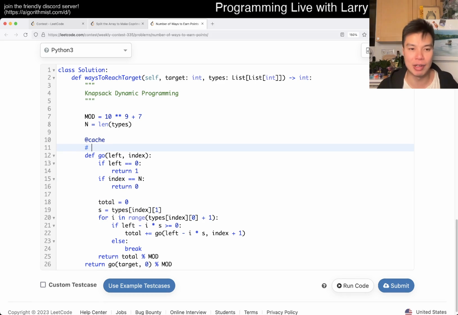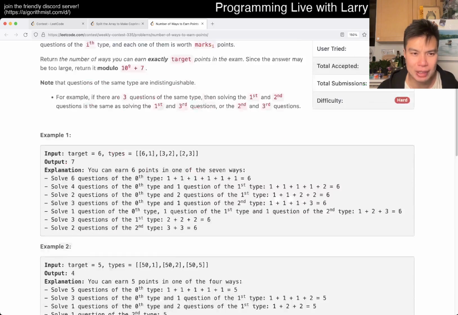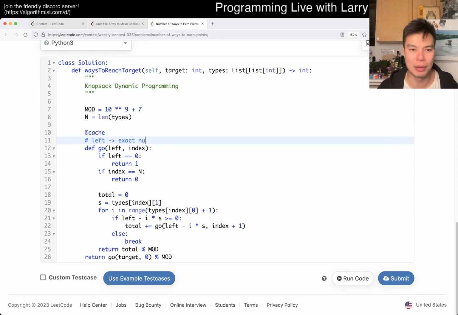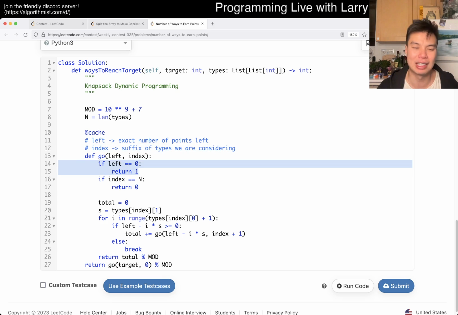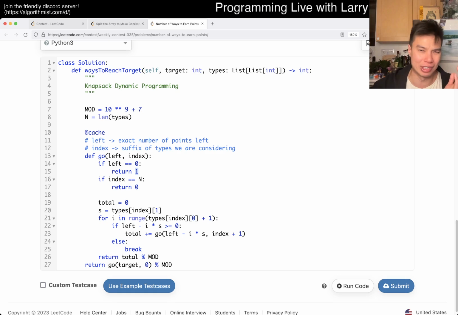So let's go over the state, right? So left is the exact number of points left, and index is the suffix of types we are considering, right? And basically, if the number of points left is 0, then we have 1, and effectively what you're doing is cutting off the suffix and just setting everything to 0 or something like this. If index is equal to n, that means there's still a number left and we haven't done our job, so we return 0 because there's no ways to do that, right?